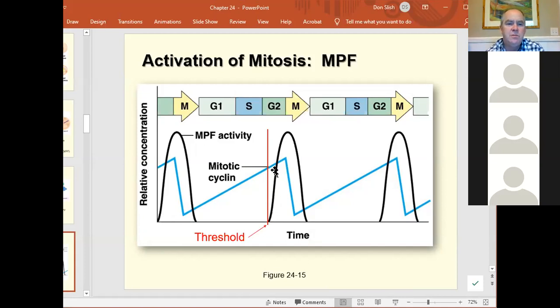So boom, boom, boom, you get activation of MPF, MPF peaks, and that peak of MPF is getting you through the G2 to mitosis transition. When you peak there, then cyclin starts to get degraded and it comes down. And as cyclin is degraded, MPF activity shuts off. And as soon as it's degraded, it starts building up again.